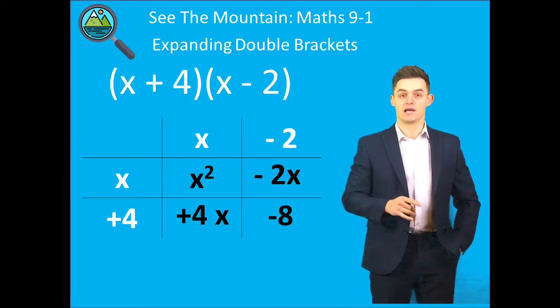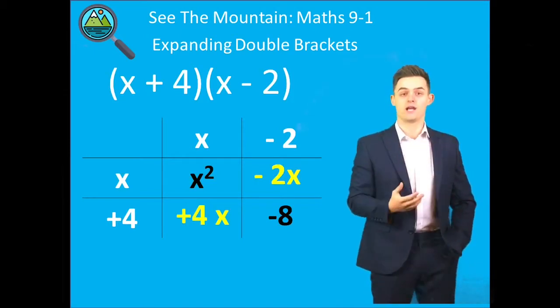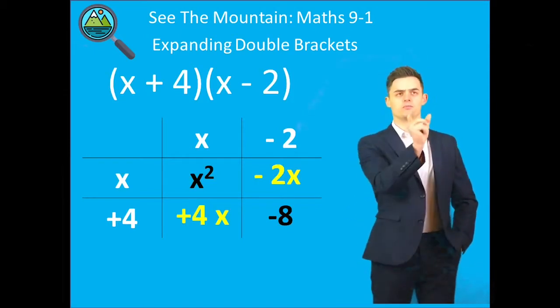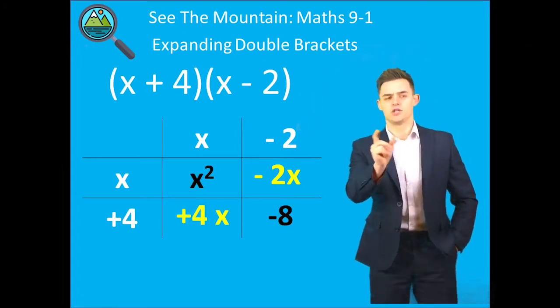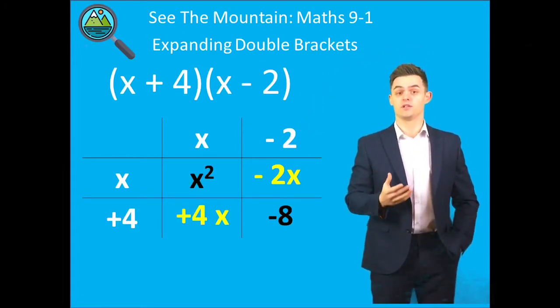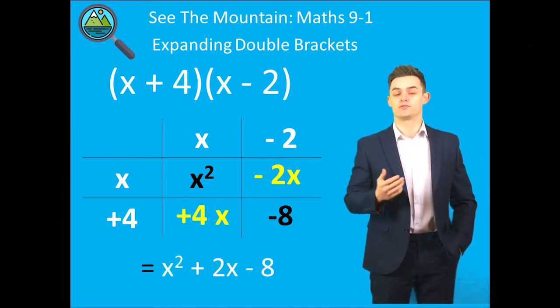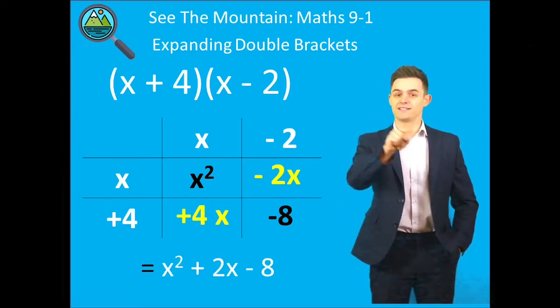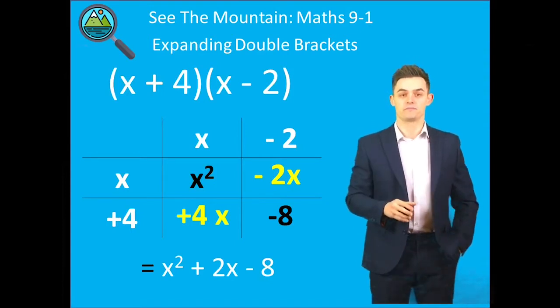Again, we add up the like terms. We add up the 4x, we add that to the minus 2x. So plus 4x minus 2x gives us a positive 2x. So our final expression looks like this: x squared plus 2x minus 8. Remember, we've just added up all the things within the grid.